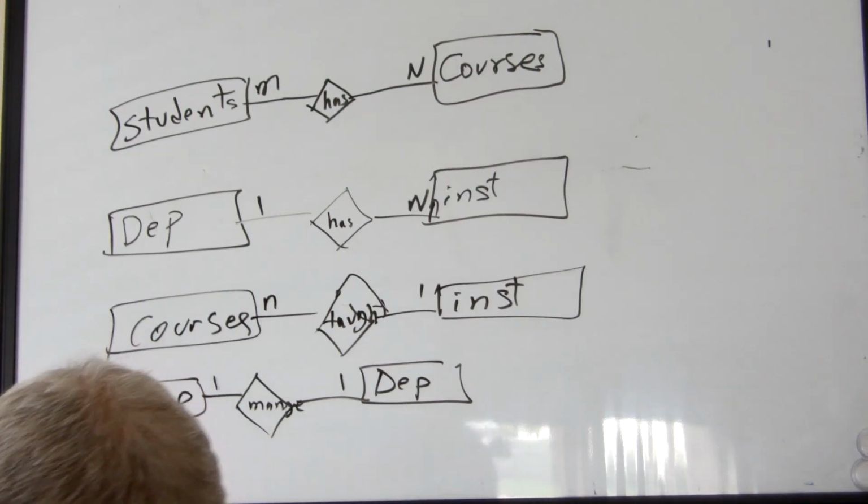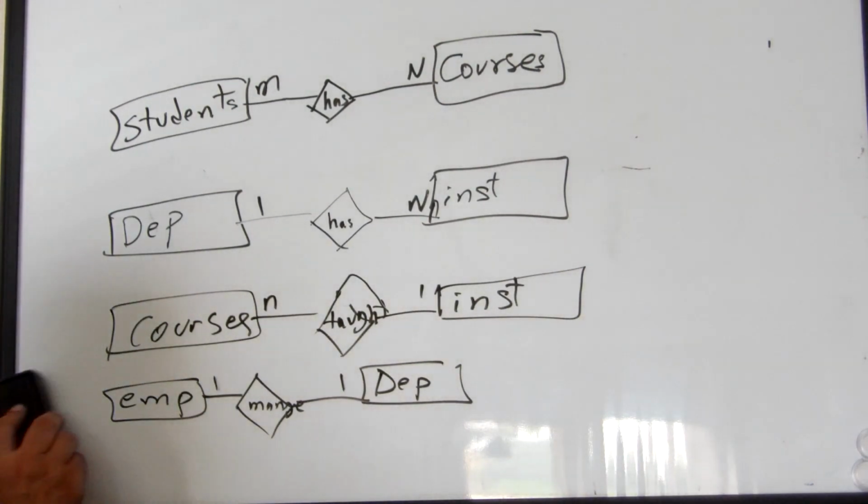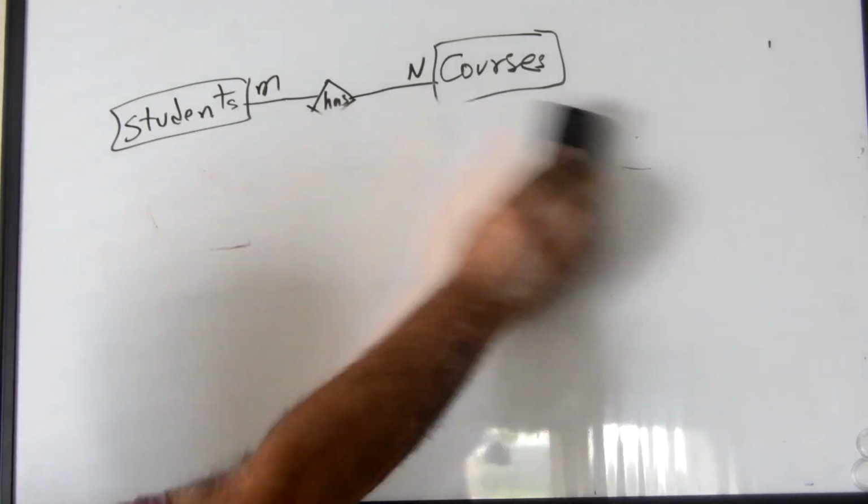So let's talk about the ER diagram. An ER diagram is just a bunch of entities that relate to each other. We relate them to each other in the ER diagram.